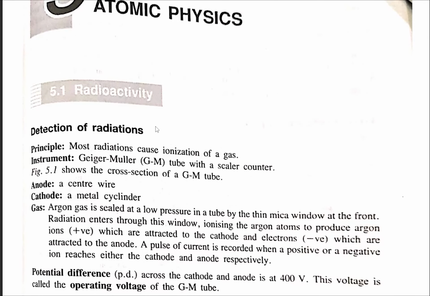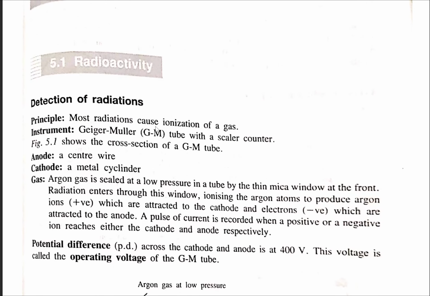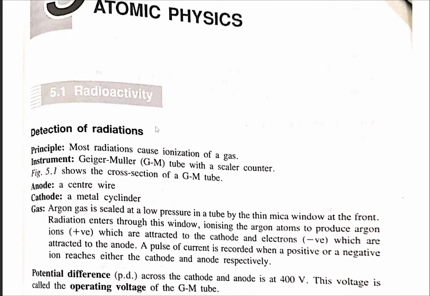So we're going to start with radioactivity, and first let's understand how to detect any type of radiation. There are three types of radiation. The first one is going to be alpha, then we have beta, and then we have gamma.